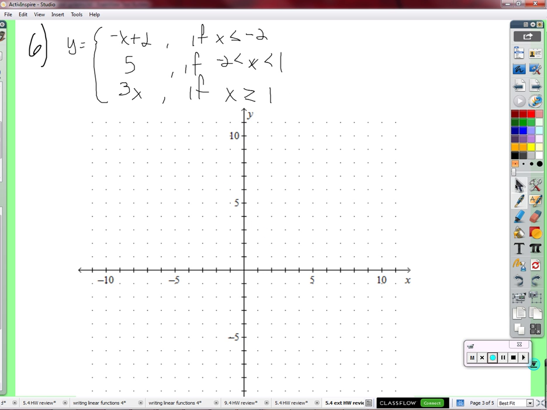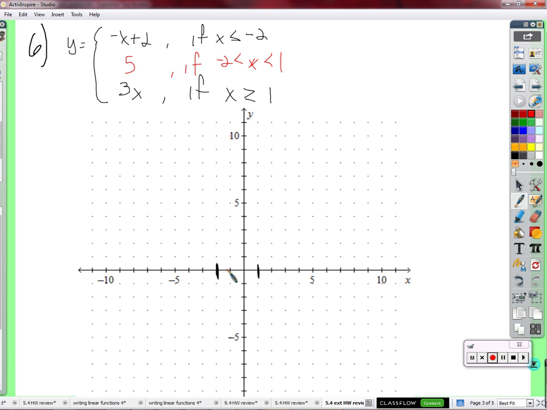I'm not sure why, but I just feel like graphing the middle function first. So let's graph the middle function in a red color. All right. So we'll graph y equals 5 between negative 2 and positive 1, right? Between negative 2 and positive 1, that's where we're going to see the graph y equals 5. What does the graph y equals 5 look like?